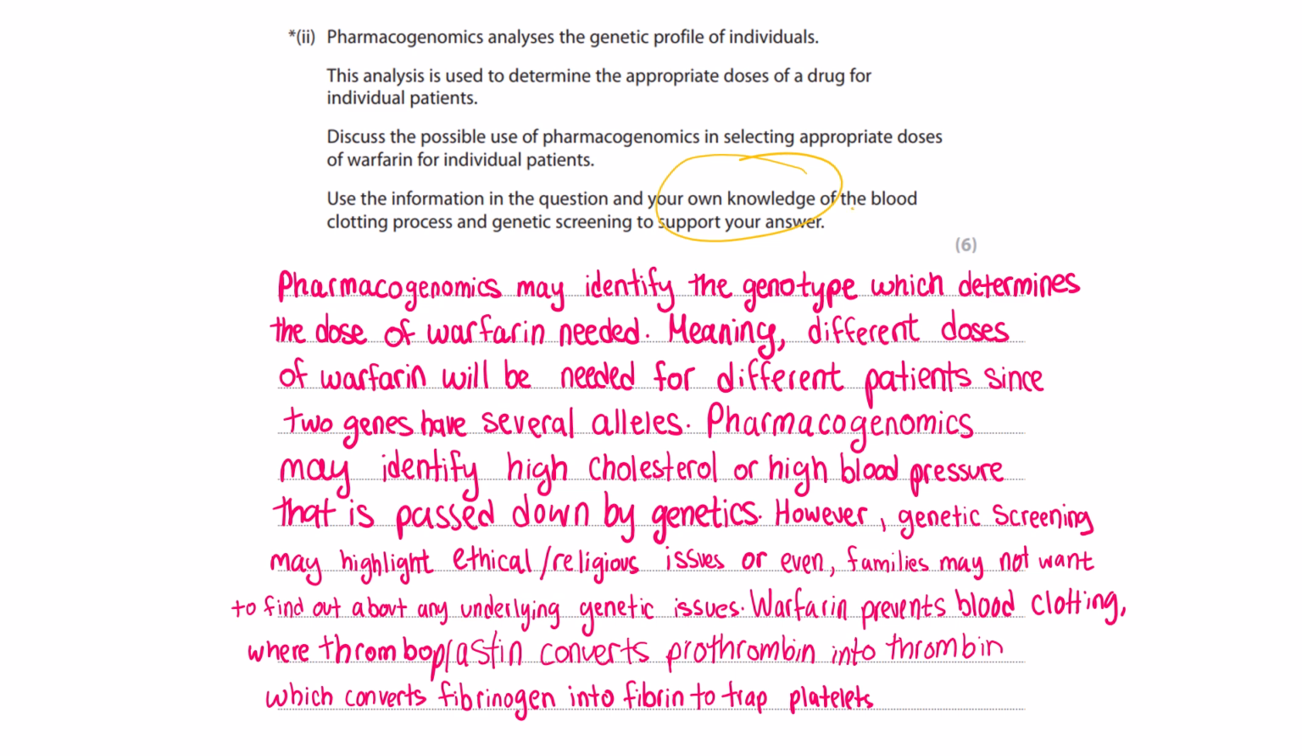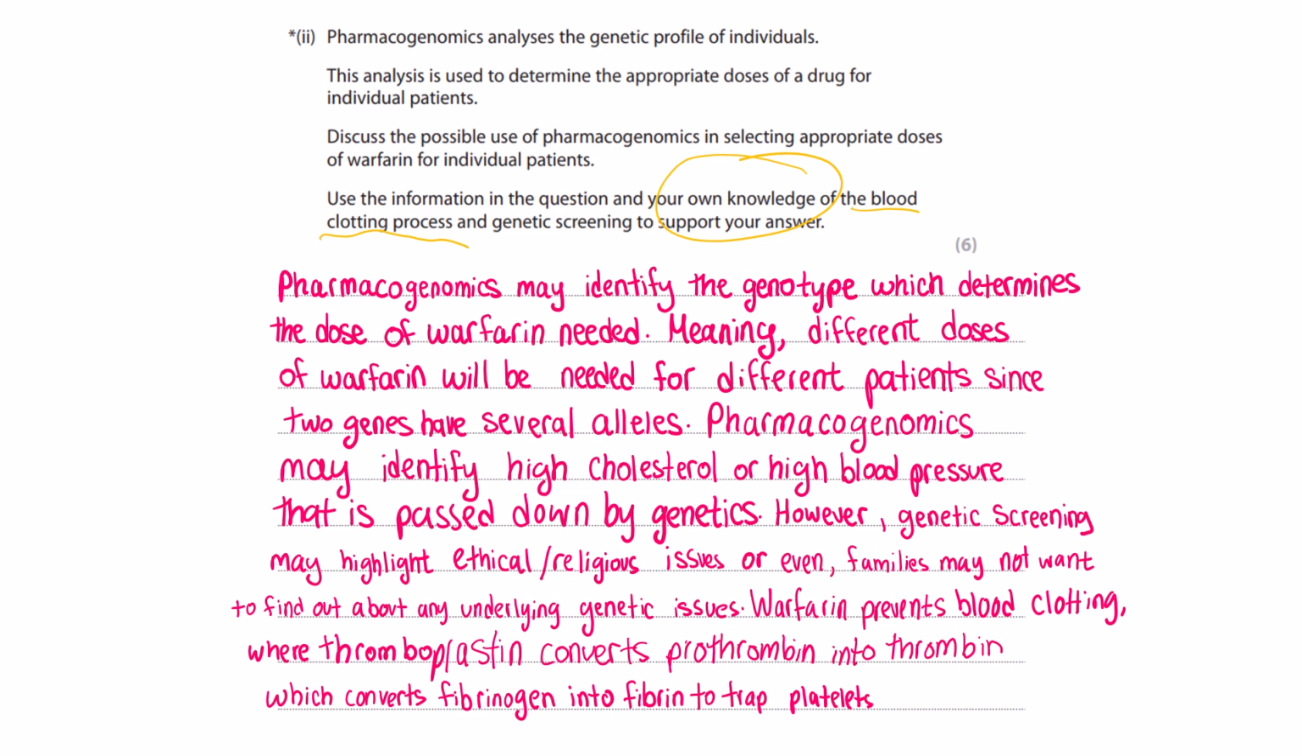Okay, so the second they said of the blood clotting process, I'm going to include a sentence down somewhere where I'm just explaining the blood clotting process, because I'm 100% sure that this is going to give me at least 1 mark. Okay, so pharmacogenomics may identify the genotype which determines the dose of warfarin needed, meaning different doses of warfarin will be needed for different patients, since two genes from two separate people have several different alleles. Okay, pharmacogenomics may identify high cholesterol or high blood pressure that is passed down by genetics, because remember that high cholesterol and high blood pressure can also be caused by genetics.